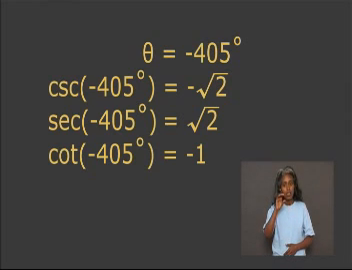The cosecant is negative the square root of 2. The secant is the square root of 2. The cotangent is negative 1.